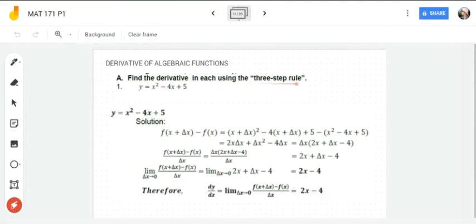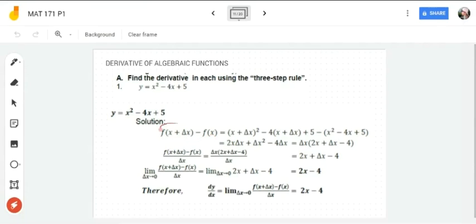So we will be finding the derivative of this equation using our three-step rule, which we have discussed a while ago. Okay, so we have here y is equal to x squared minus 4x plus 5. And let's find its derivative. So in order to find its derivative, first step, let's get the function of x plus delta x minus the function of x.